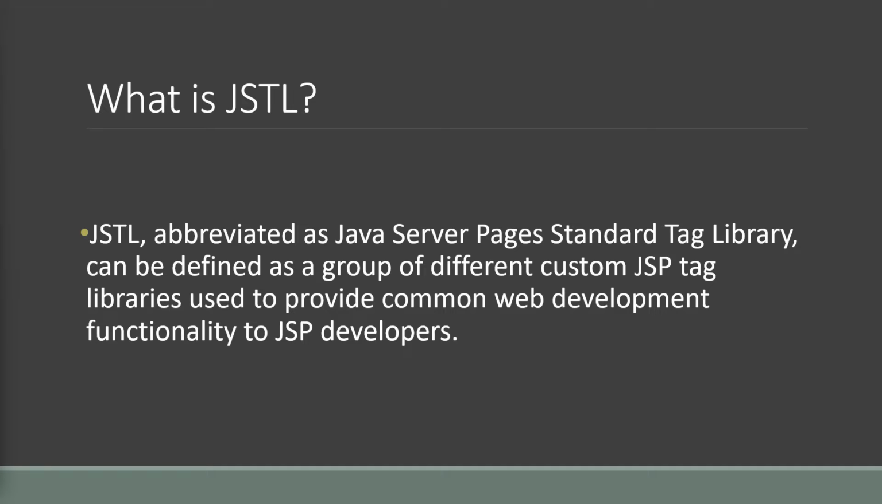JSTL 1.2, introduced in the Java EE 5 platform, aligns with the unified EL, or expression language. That is how JSTL was introduced, and the reason for introducing it. So let's move on to the features of JSTL.